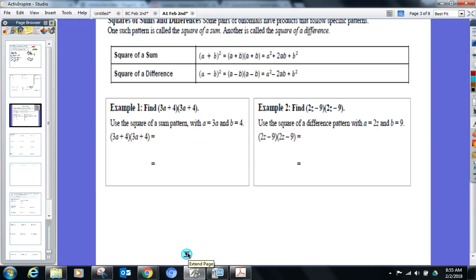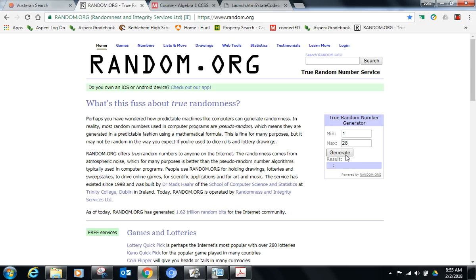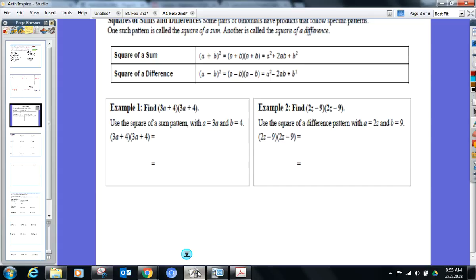All right, let's double distribute. I'm not going to show you some fancy formula I want you to remember up top. 3a plus 4 times itself. First thing you want to distribute, what do you want to distribute first? Okay, go ahead. 3a times 3a, 9a squared plus 12a. Yep.